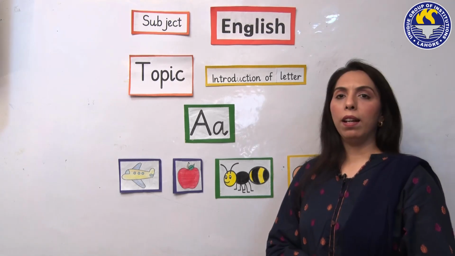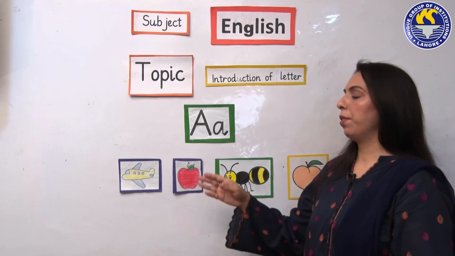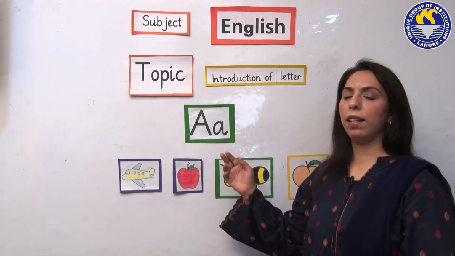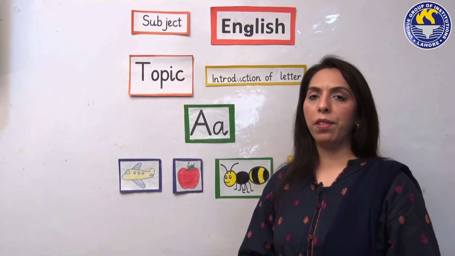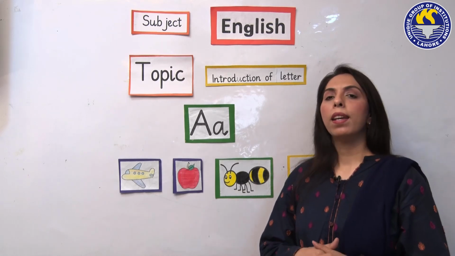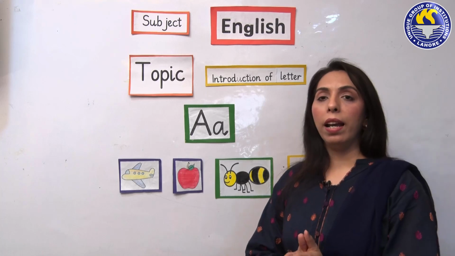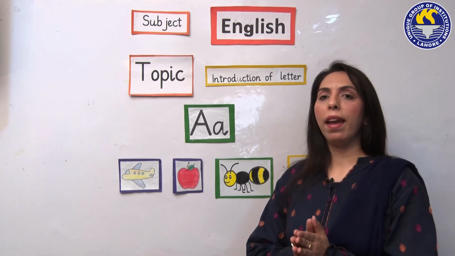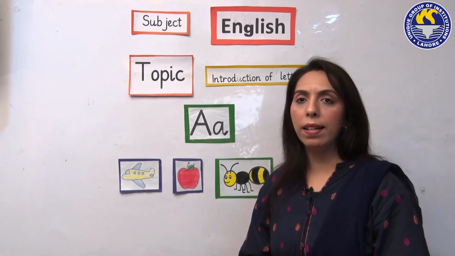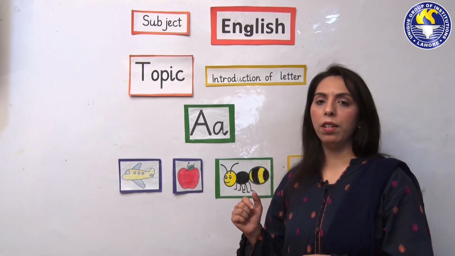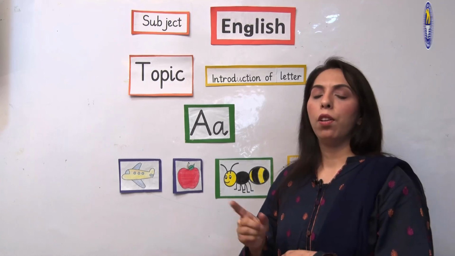So today we will learn the first letter A. You know what is the sound of letter A? The sound of letter A is A. क्या है इसका sound? Letter A का sound है A. Okay. Now we will learn the sound of this letter through jolly phonics.